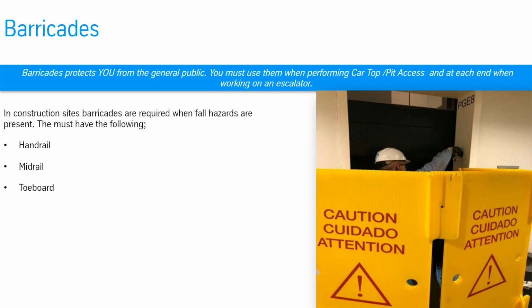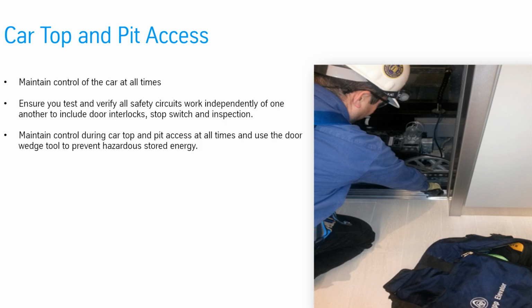In construction sites, barricades are required when fall hazards are present. They must have the following: handrail, midrail, toe board, car top and pit access. Maintain control of the car at all times.